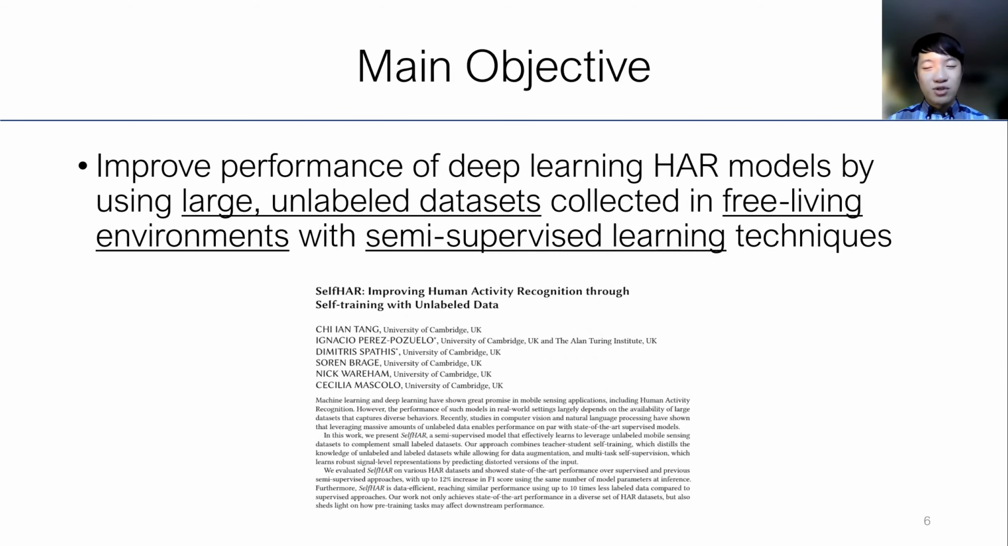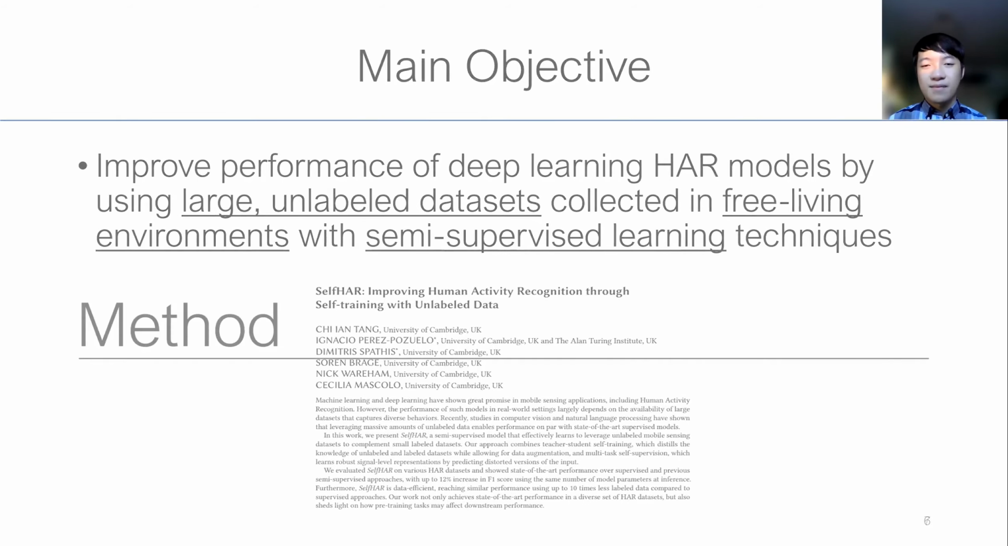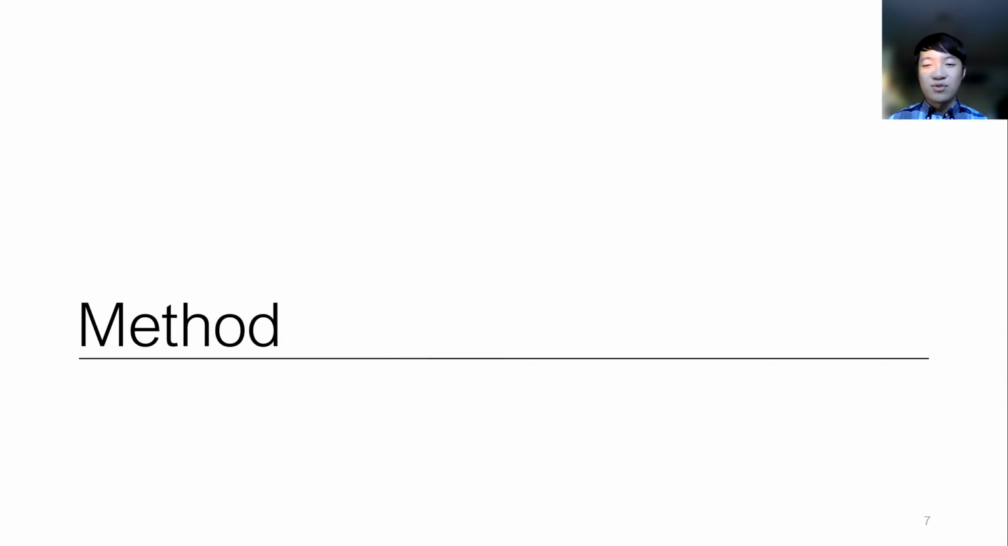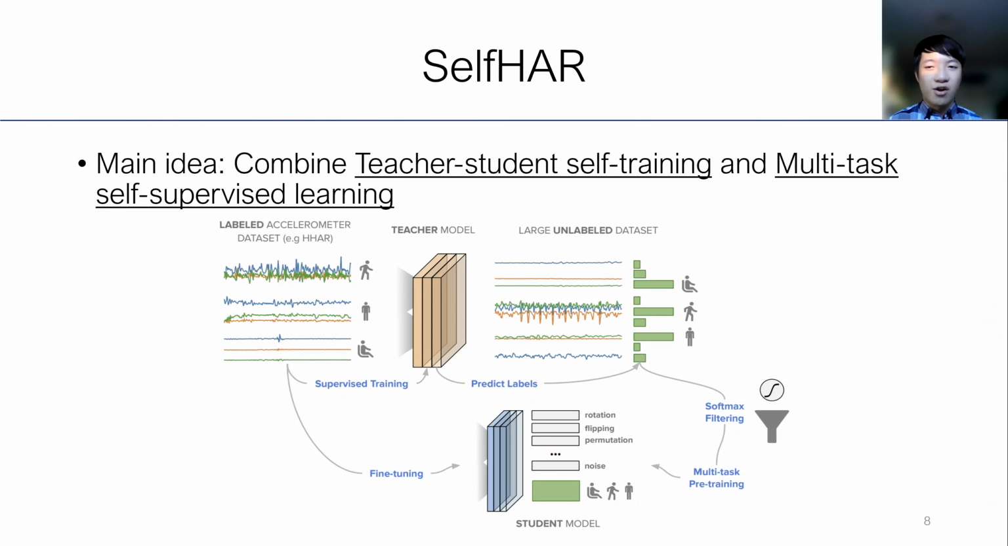So my main objective is to improve the performance of deep learning HAR models by using large unlabeled datasets that are collected in free living environments with semi-supervised learning techniques. So now I'm going to introduce our method, which is called SelfHAR. The main idea of SelfHAR is to combine teacher-student self-training and multitask self-supervised learning to form a method that can provide a stronger supervisory signal than the two individually.